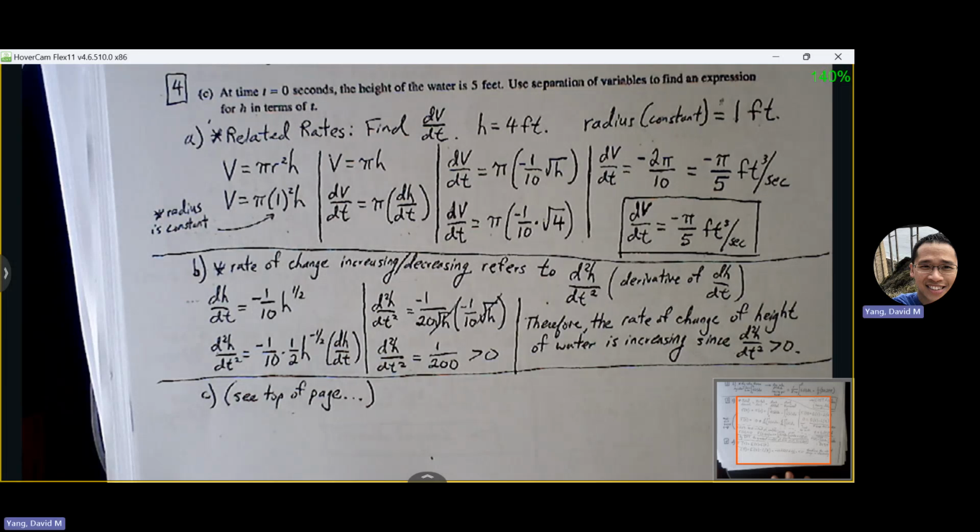Part C. At time t equals 0, the height of the water is 5 feet. Use separation of variables to find an expression for h in terms of t. So this is where we can go through. Yeah, this problem is a shared AB problem, so these are all AB concepts here. So we're going to just separate our variables. h is on the left, t is on the right.